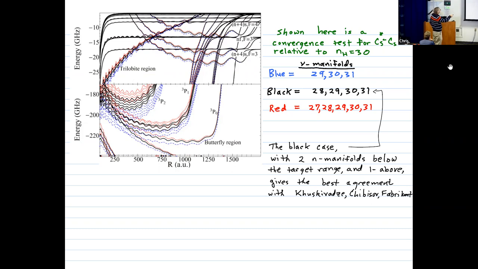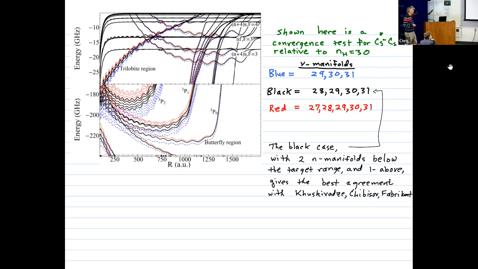For instance, if you are interested in the N equals 30 hydrogenic manifold, which you can hear that, the butterfly states, the trilobite, and so on. Usually one tries to include N manifolds above and below and hope it'll be convergent. This shows that, like the blue, I have three states. In black, I've added one more, N equals 28, it got higher. In red, I added one more, N equals 27, it got higher still. So we ended up saying, well, the best are probably the black, because those give the closest agreement with the Greene's function treatment, the proper one. But ideally, we would like to have a method that is convergent.